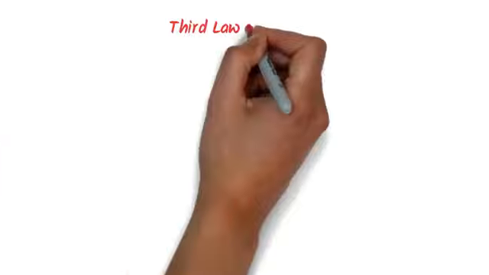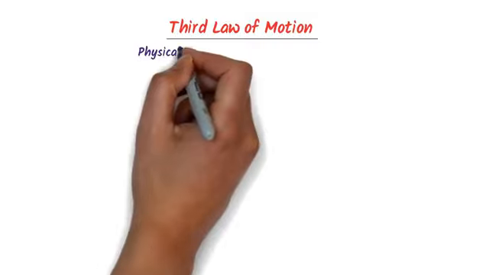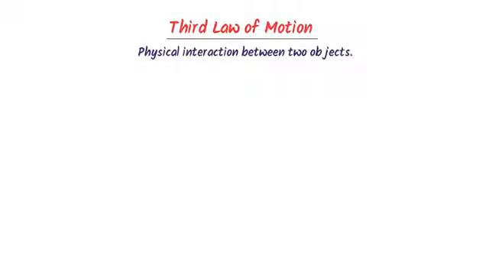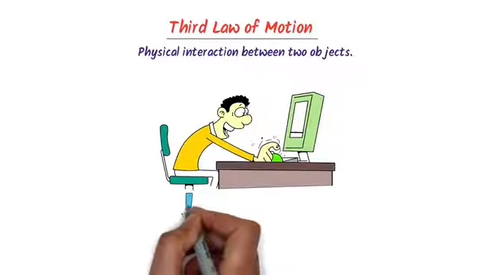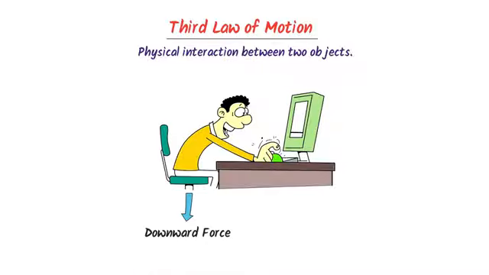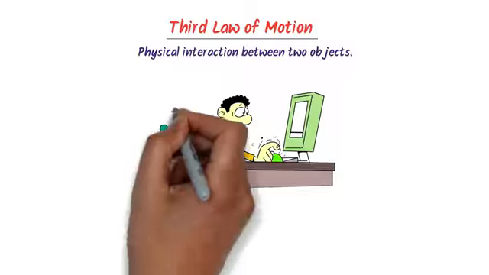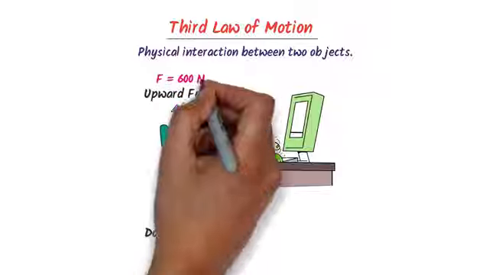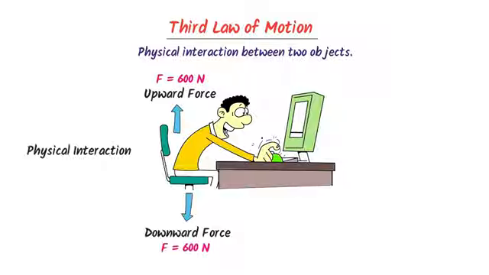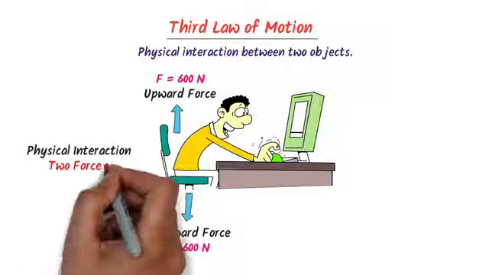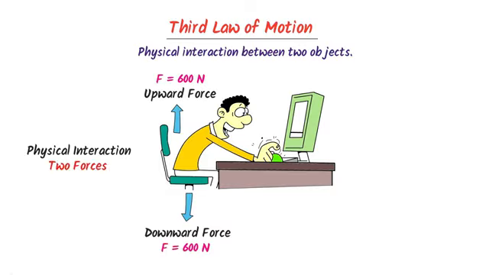Now what about Newton's third law of motion? Remember that Newton's third law of motion is all about physical interaction between two objects. For example, when you sit in a chair, your body exerts a downward force on the chair. Let it be 600 Newton. At the same time, the chair is also exerting an upward force of 600 Newton on your body. Due to the physical interaction between your body and the chair, two forces are generated. These two forces are called action and reaction forces.